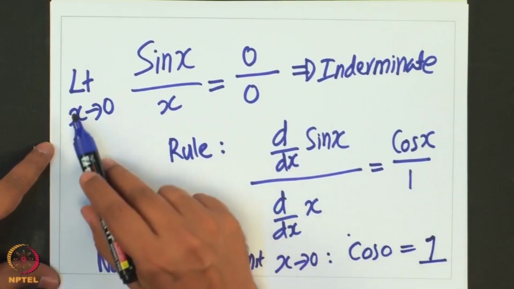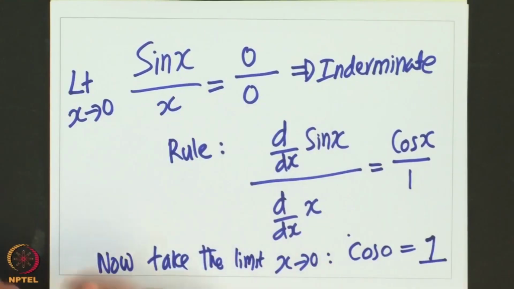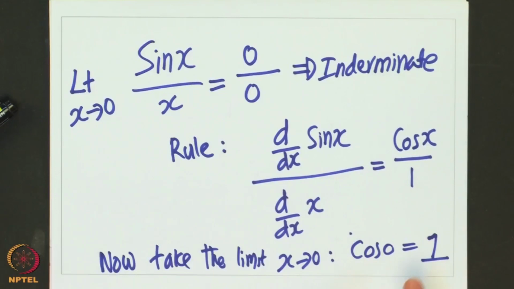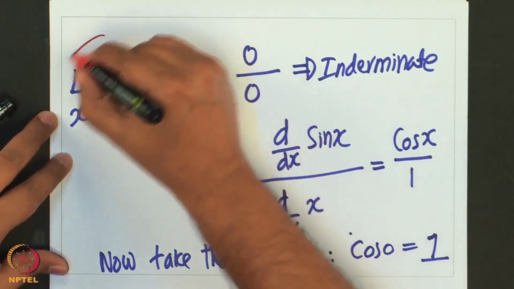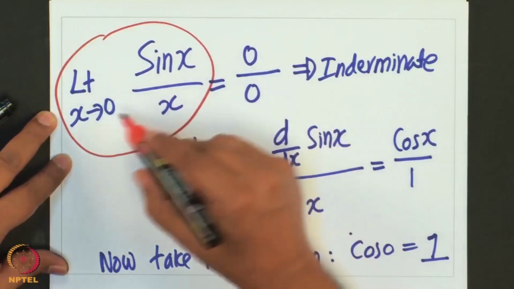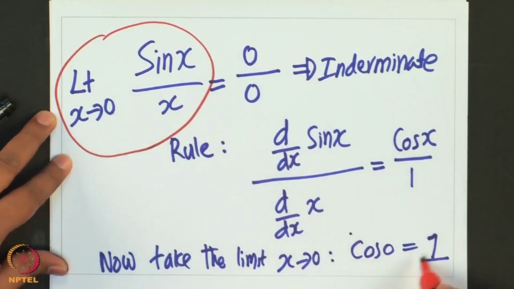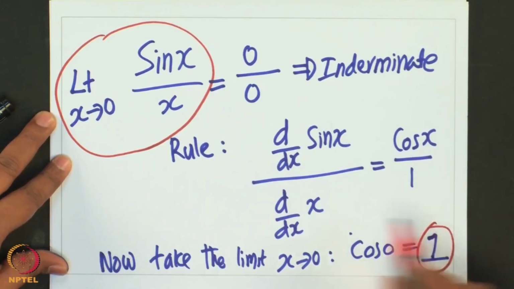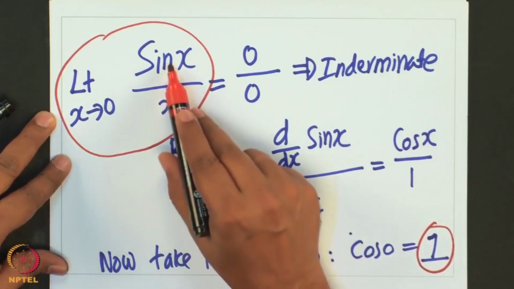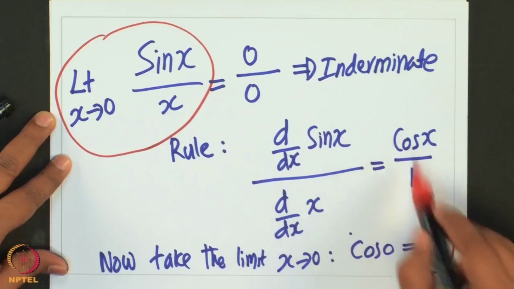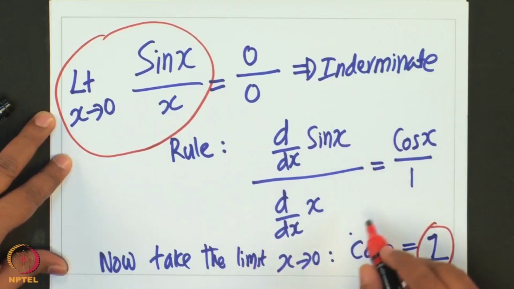So, the answer of this sin x by x when x goes to 0 is 1. This sin x by x in the limit x going to 0 will give us this answer, which is 1, because the way to do it is to find the derivative of the numerator, find the derivative of the denominator, and then take the limit here.